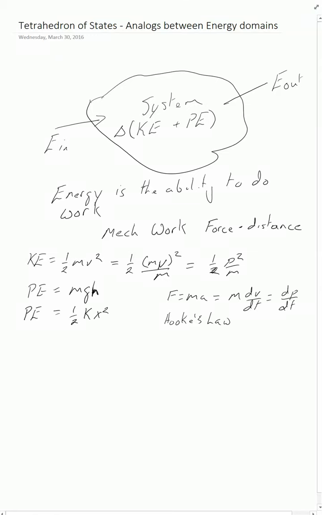This is the relationship between force in a spring relative to its displacement. Sometimes we'll see it as negative kx.